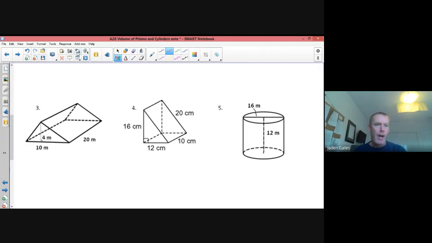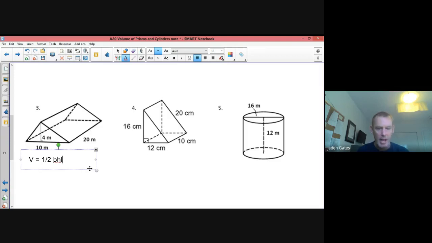I like 3. Again, we're looking at a triangular prism. I look at my first sheet, and my formula is volume equals 1/2 the base times the height times the length. Again, I like to go on my diagram and label things. The distance along the bottom of a triangular prism is your base. There's my height, which is 4, and my length is 20. And so I substitute in my values.